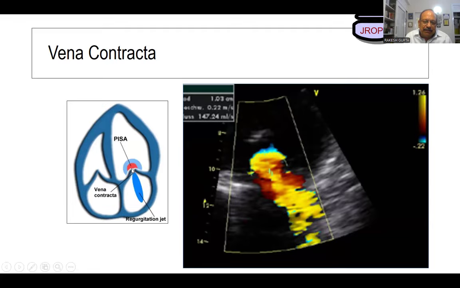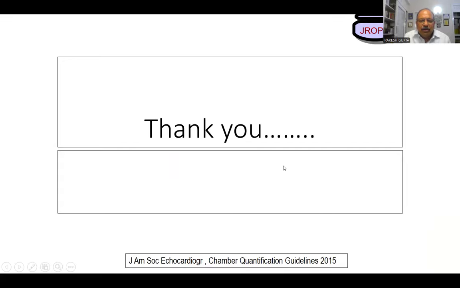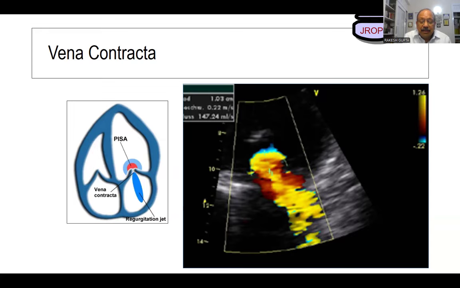The red measurement from the tip of the mitral leaflets to the maximum dimension of that red color, that is PISA, proximal isovelocity surface area. And this is what the vena contracta is. Vena contracta is from this point to this point. But we normally do not measure the vena contracta in 4-chamber view. We try to measure the vena contracta in 2-chamber view.